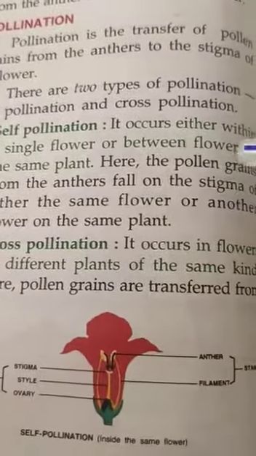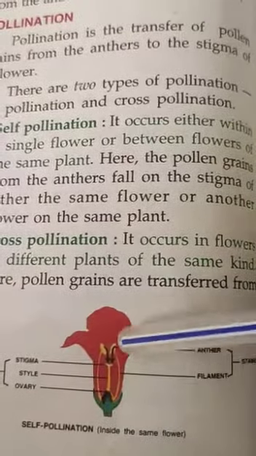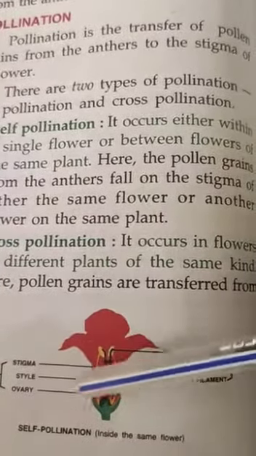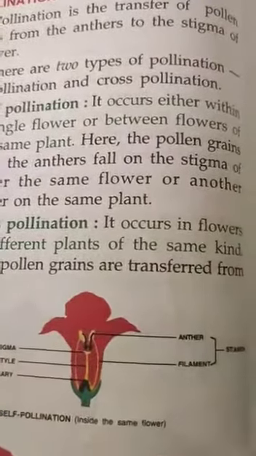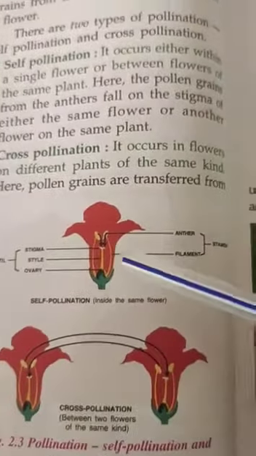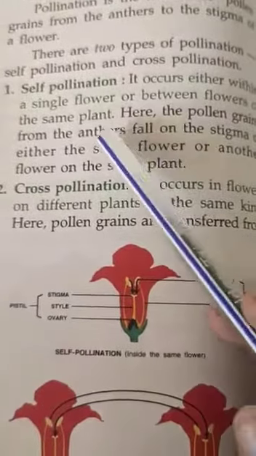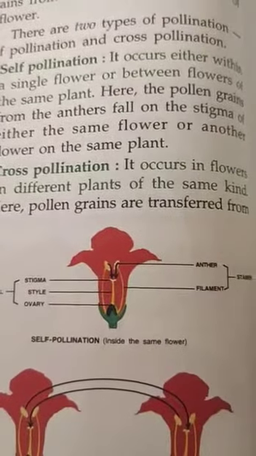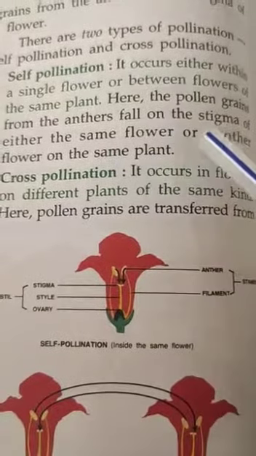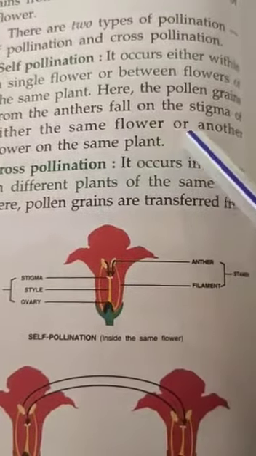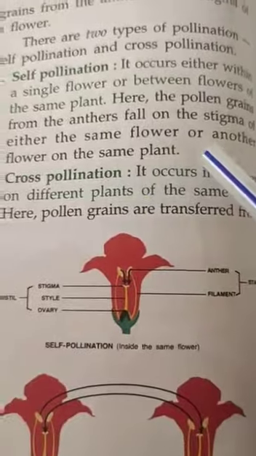Self-pollination occurs either within the same flower, or between two flowers of the same plant. When pollination occurs between two flowers of the same plant, that type of pollination is known as self-pollination. In self-pollination, the pollen grain from the anther falls on the stigma of either the same flower or another flower on the same plant.